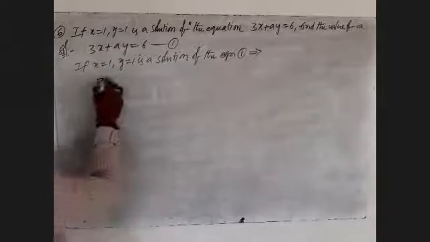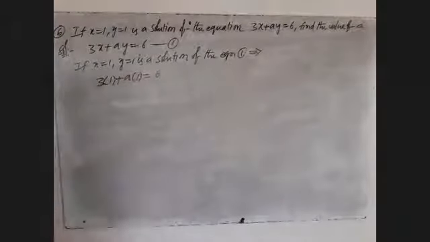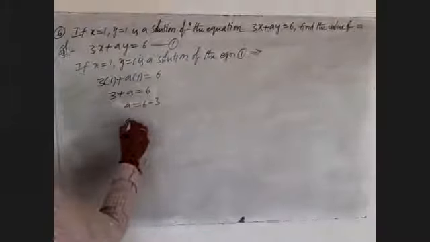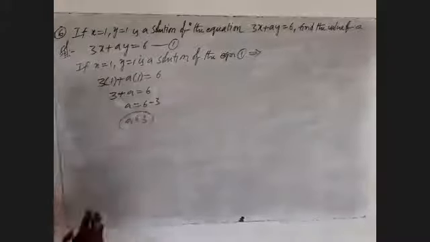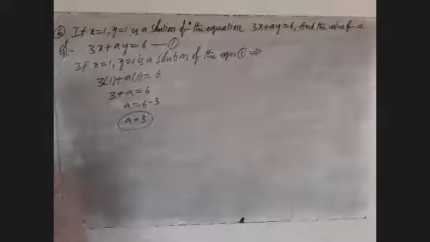I will write 3 into 1 plus a into 1 equals 6. That is 3 plus a is equal to 6. a is equal to 6 minus 3. That is the value a is equal to 3. This I have to find out in this problem. Listen carefully, next problem.